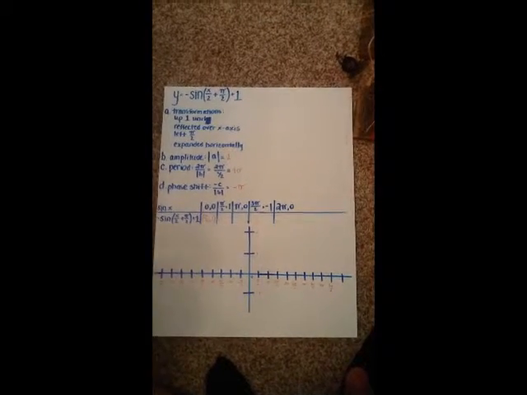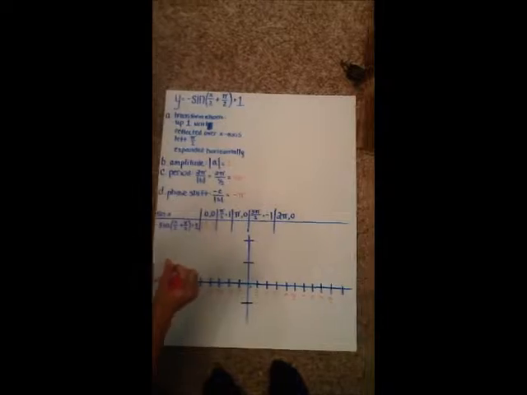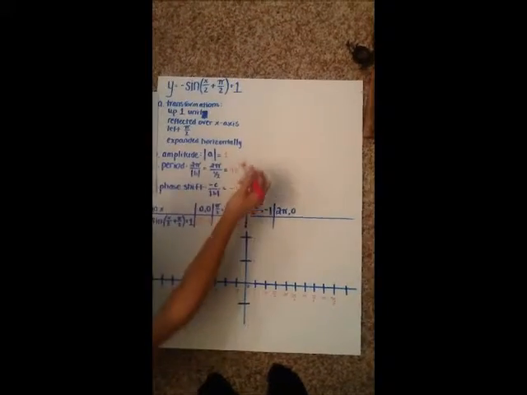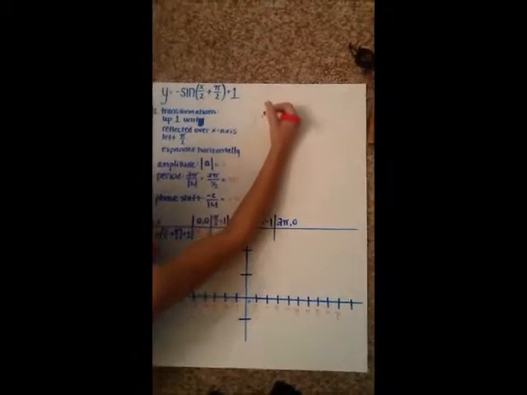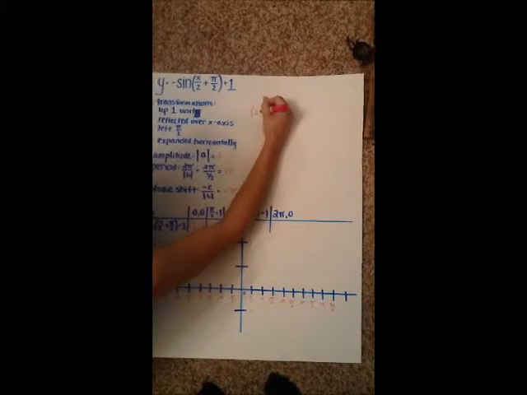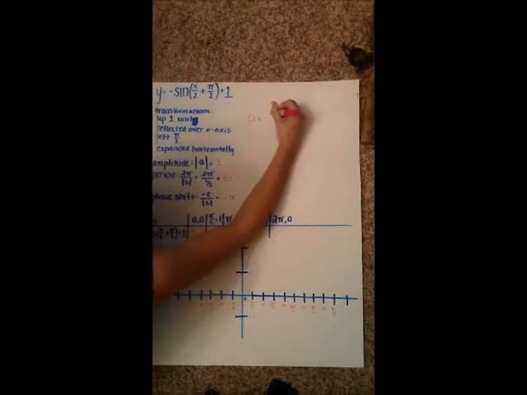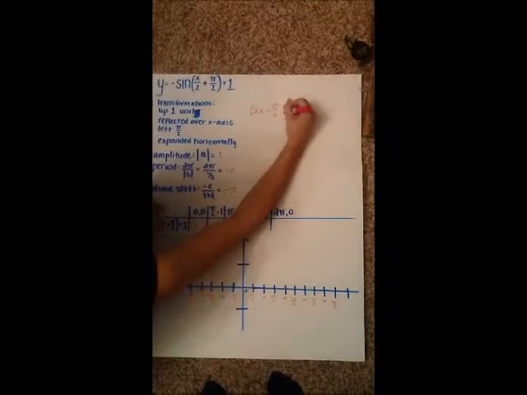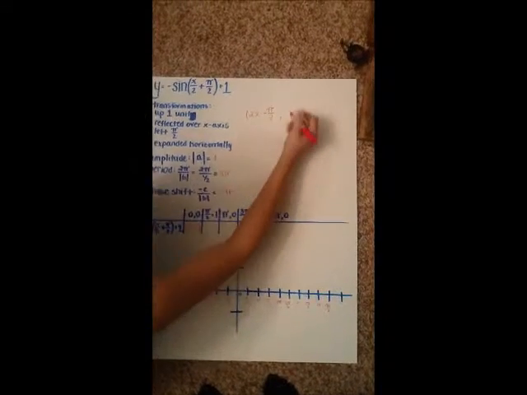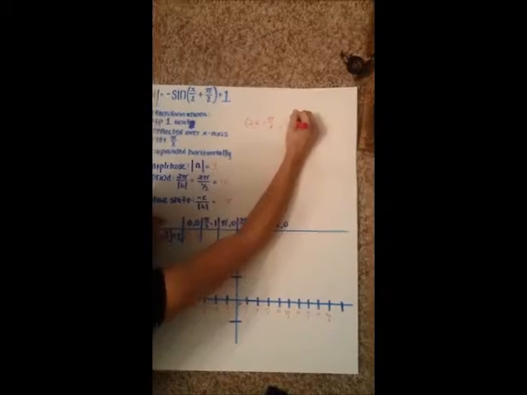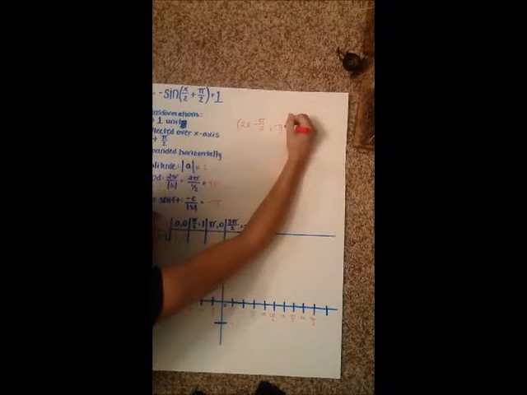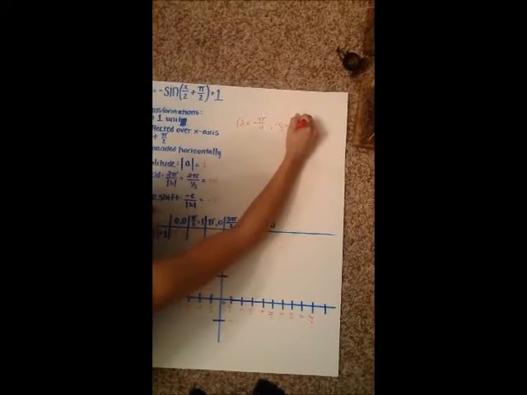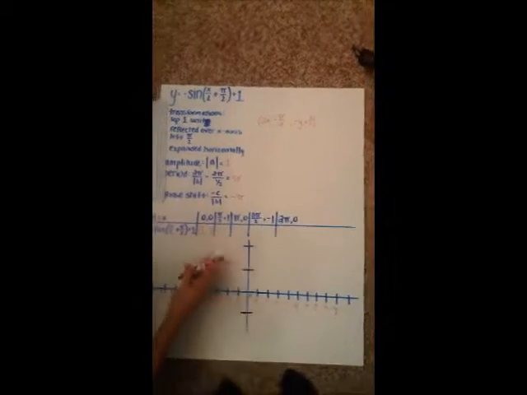So based on this information, because of the transformations, we multiply x by 2 and subtract pi over 2. Also, we take the negative of y and then add 1. So we go down to the table.